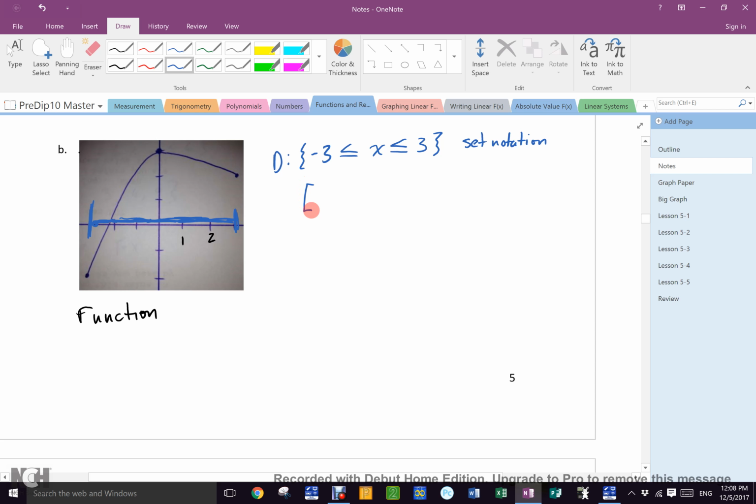We do a square bracket, -3, then we do a +3 and another square bracket. We use square brackets because of this. How many of you remember this in grade 9? X plus 2 is less than 7. What's the answer?